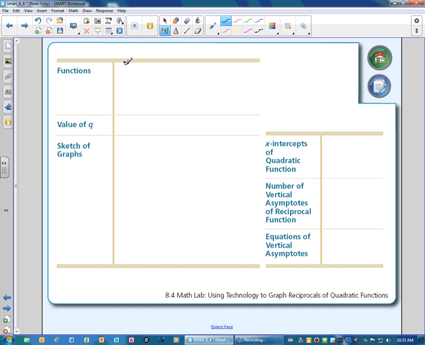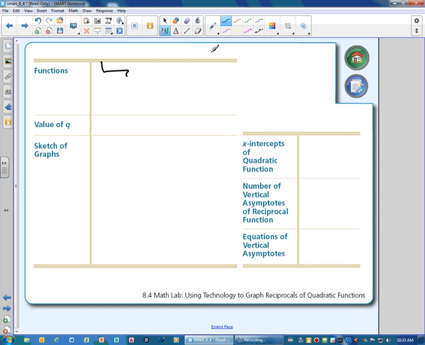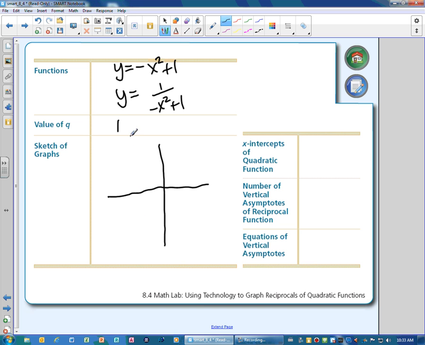Let's look at y. To get y, erase that, y equals negative x squared. Get a pen going, that will be handy. Y equals negative x squared plus 1, and its reciprocal. Value of q is 1. Y equals negative x squared plus 1. Let's draw it in red.